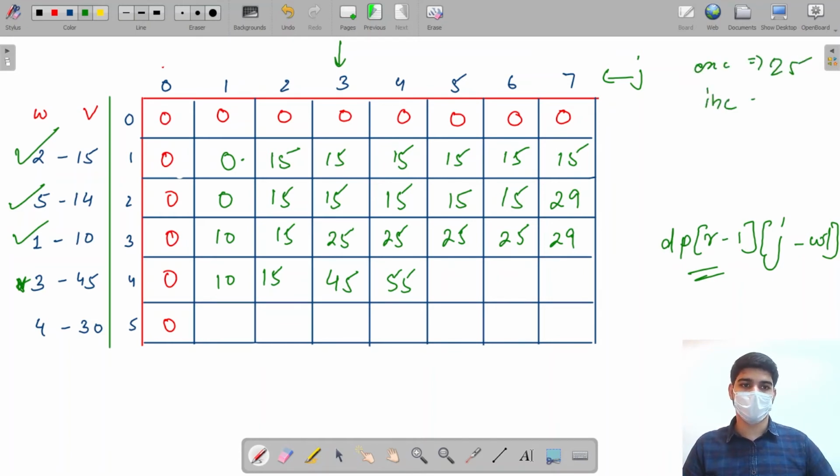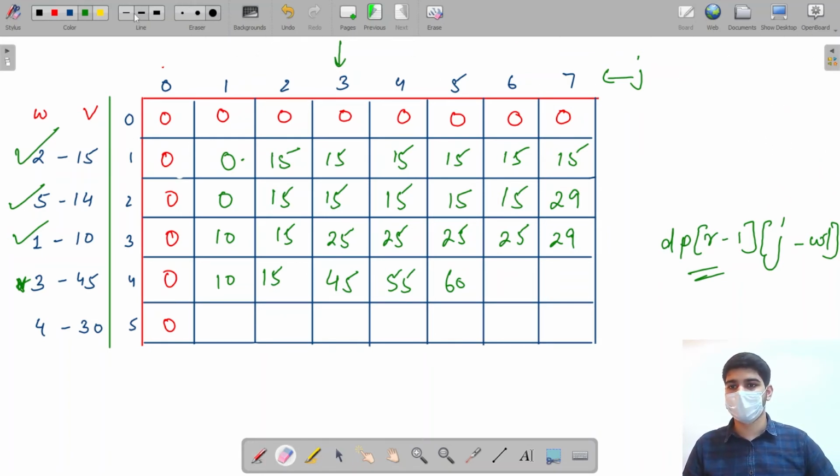And in inclusion, what do we have? We have our own value, 45. And if you go back, we have 15 from here, right? So 45 plus 15, which is 60. Right? So 25 versus 60, 60 wins. That means I should include myself at this point, right?